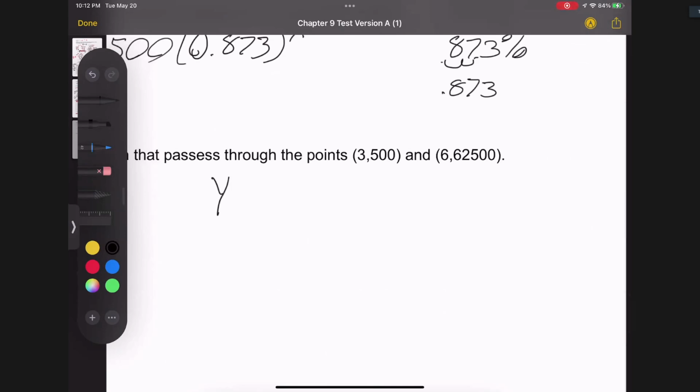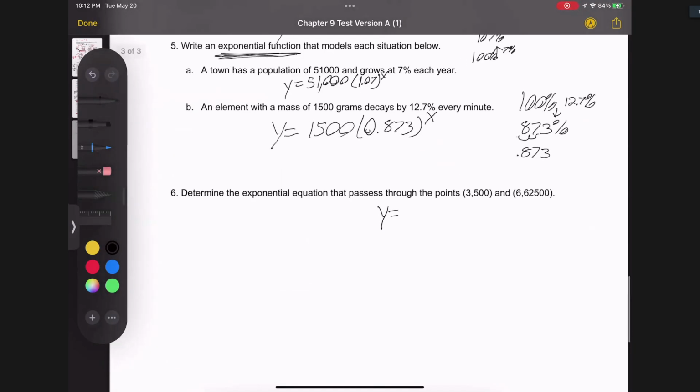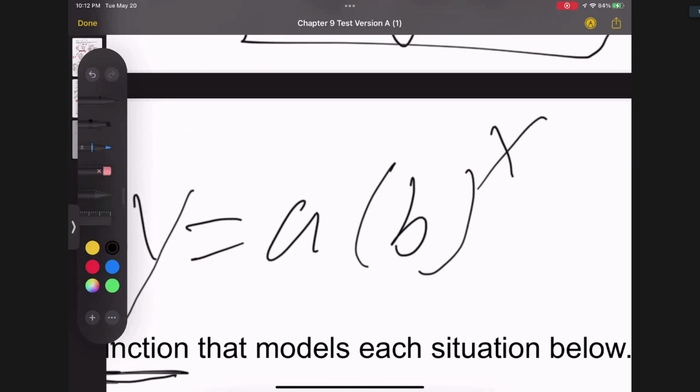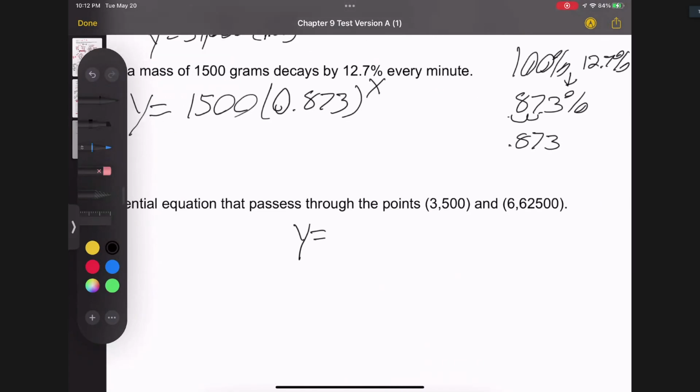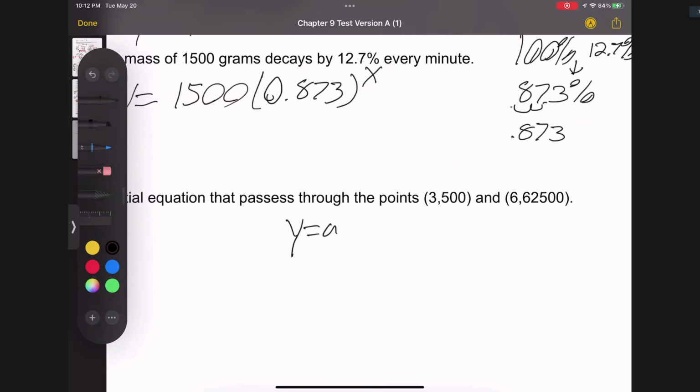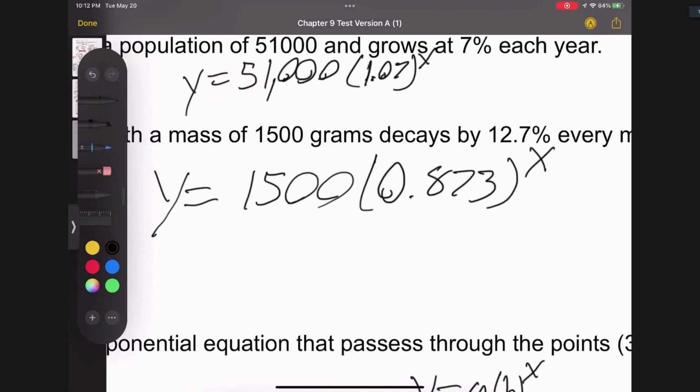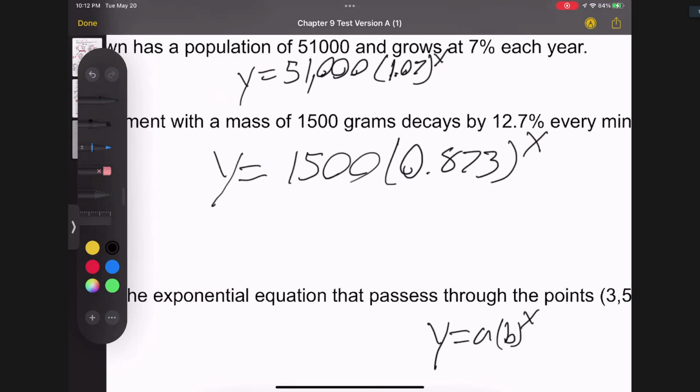So first thing that you need to do, what is the equation of an exponential function? Y is equal to a times b to the power of x. Let me write that down here so we have it ready to go. Y equals a times b to the power of x every single time. Your job is to find out what is my a and what is my b, because I want a nice equation, just like what we have over here. These are nice equations. We want these equations.